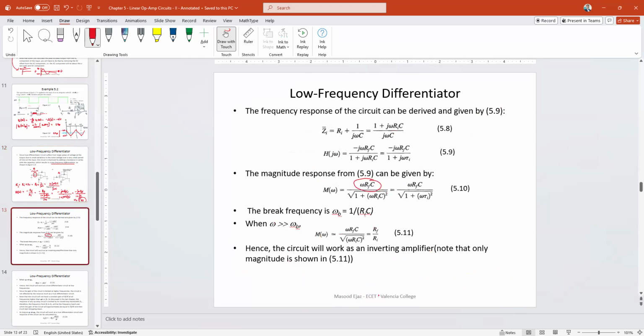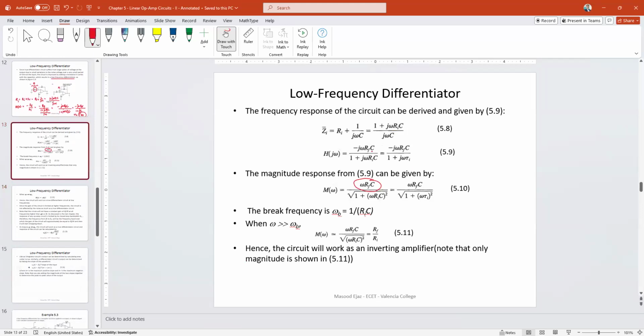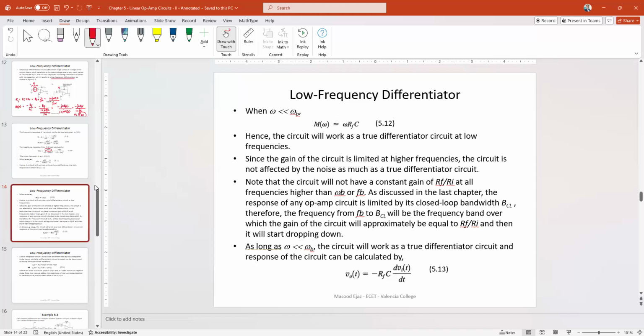And below that, if omega is less than omega b, then what is going to happen? Again, let's go back to this. We can just discuss this right here. If omega is much smaller than omega b, then we can assume that omega over omega b is very small as compared to 1. We can ignore it, and our transfer function will simply be negative j omega RFC, which is the transfer function of your true differentiator, the magnitude of which, of course, is omega RFC.